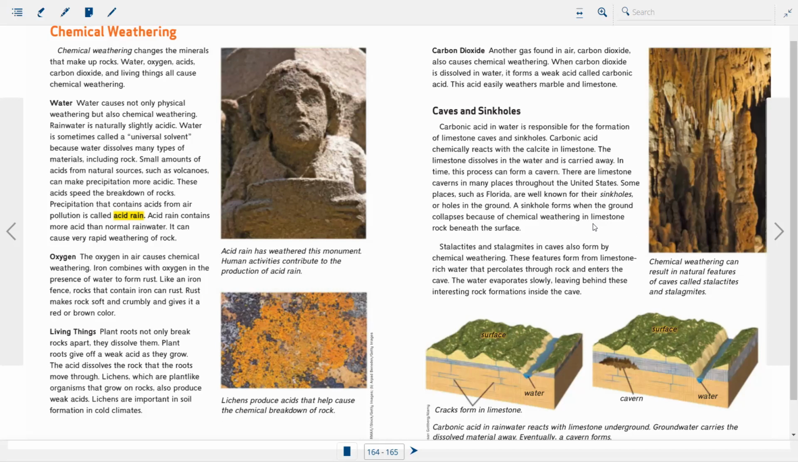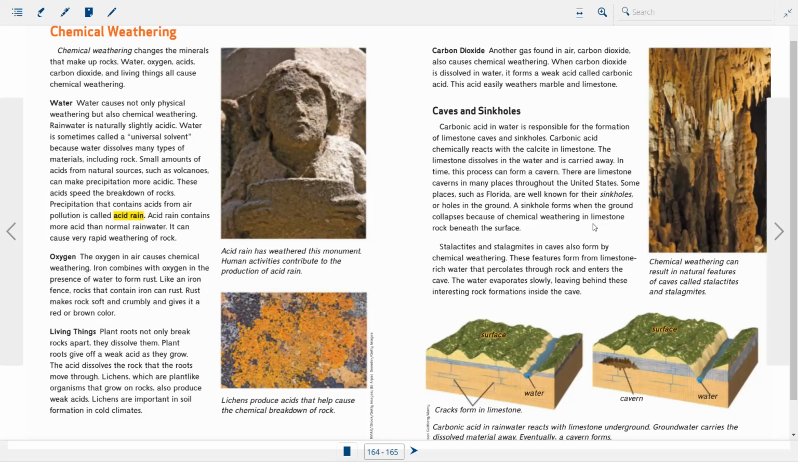Oxygen. The oxygen in air causes chemical weathering. Iron combines with oxygen in the presence of water to form rust. Like an iron fence, rocks that contain iron can rust. Rust makes rocks soft and crumbly and gives them a red or brown color.